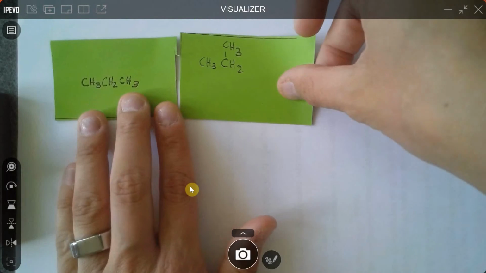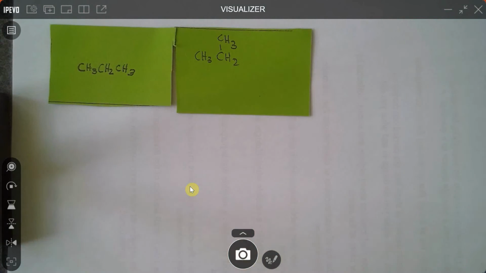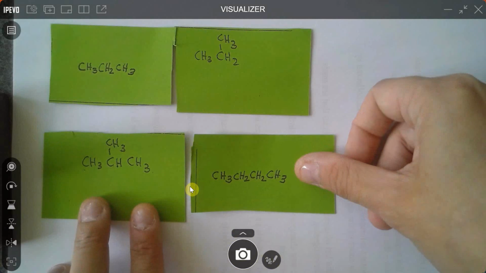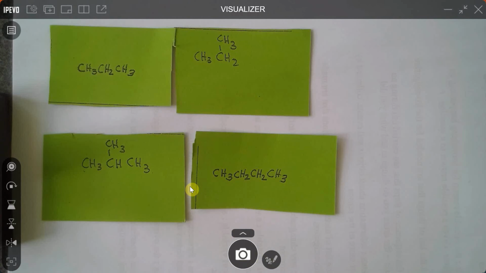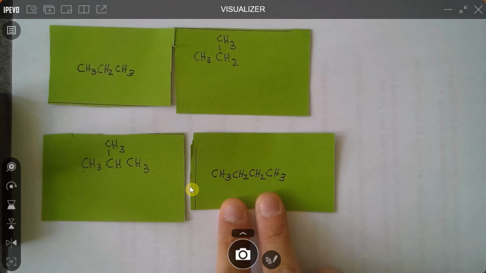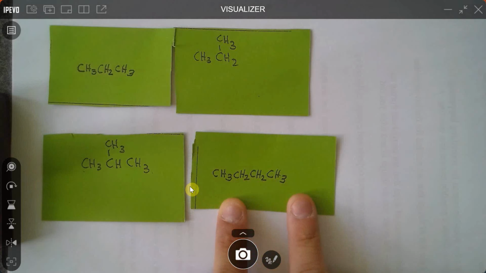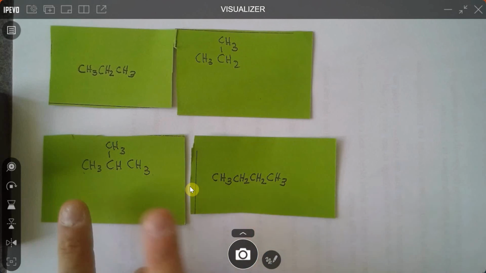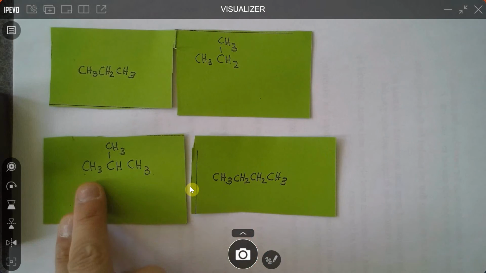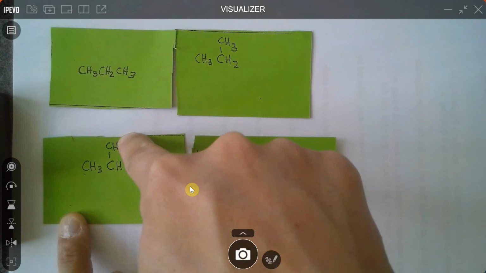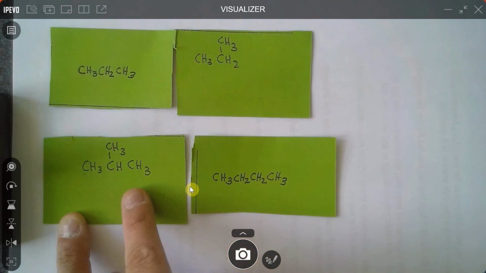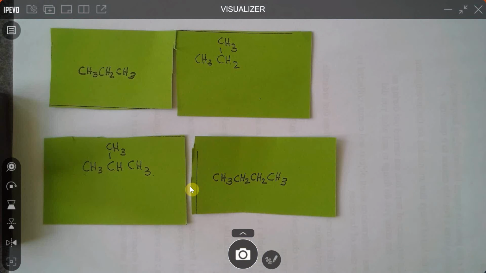Should I leave them out so you guys can see them? All right. This is one set of isomers. When we look at them, they both have four carbons and they both have 10 hydrogens. That's a quick mental math count. In this case, we have a straight chain, so butane. In this example, we only have three carbons and a methyl coming off. So that's methylpropane. When in doubt, name them.